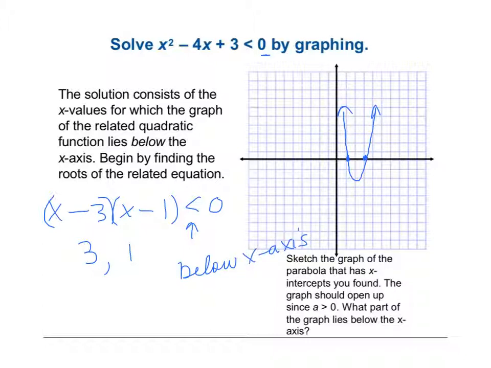Okay, and so I'm going to look at my intervals. So it's going to go from here to here. Oh, sorry, no, below would be between my zeros. So this is going to be between 1 and 3. Always go smaller to larger, and that's the answer.